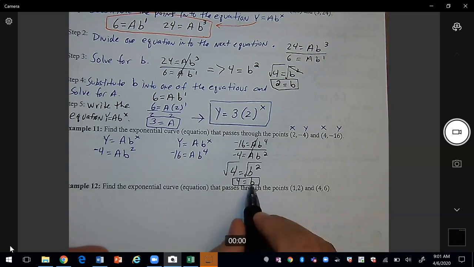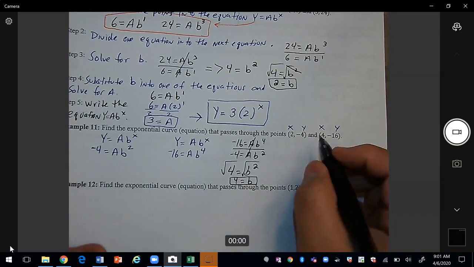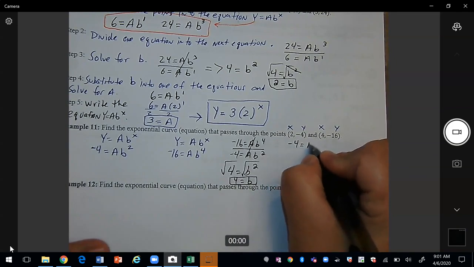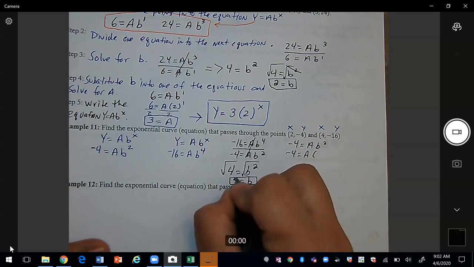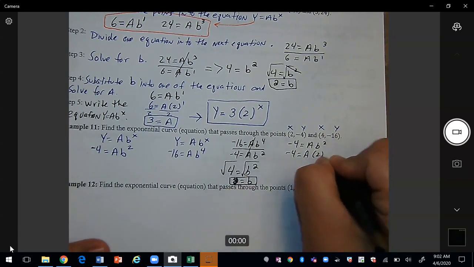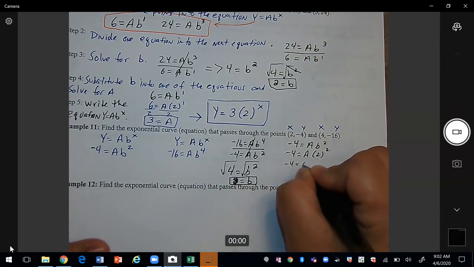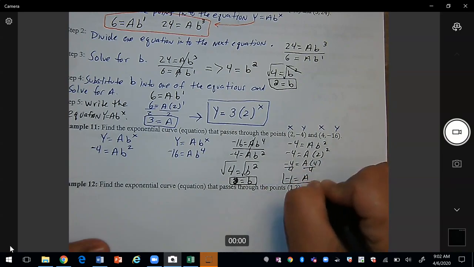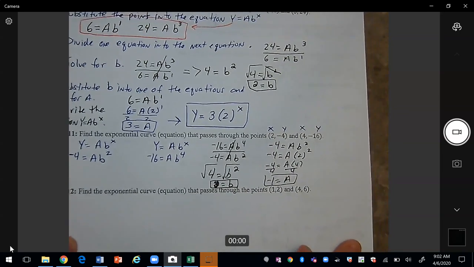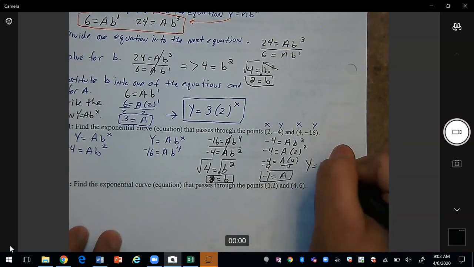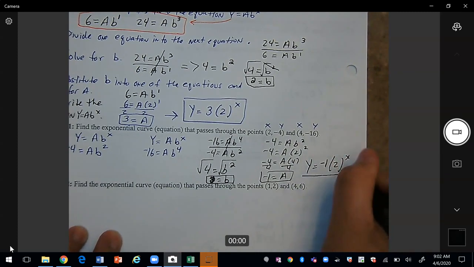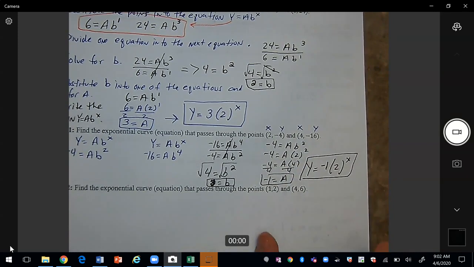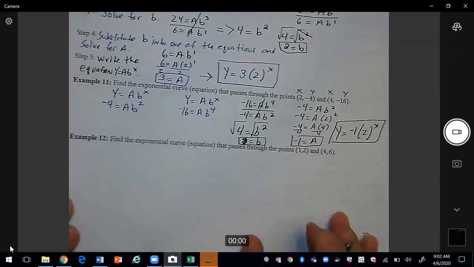We need to substitute our answer into one of the two equations. I'm going to go ahead and use the first one. So b is, I'm sorry, this should be a 2. So b is 2 squared divided by 4. So a is negative 1. So my equation here is y equals negative 1 times 2 to the x power. And let's move on to the next example.